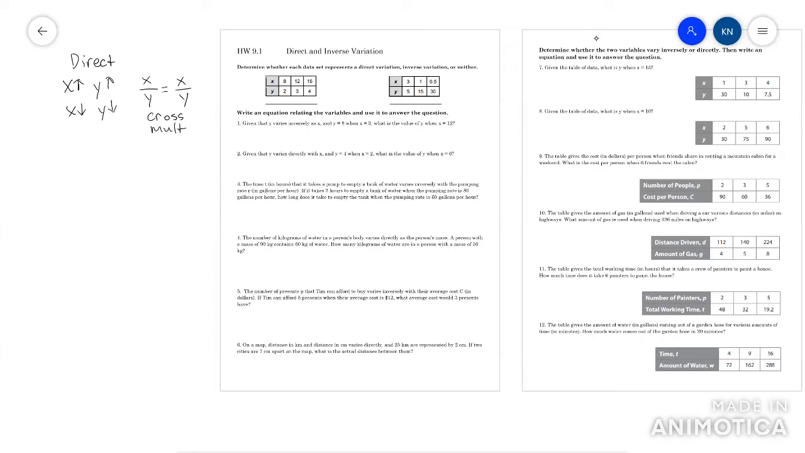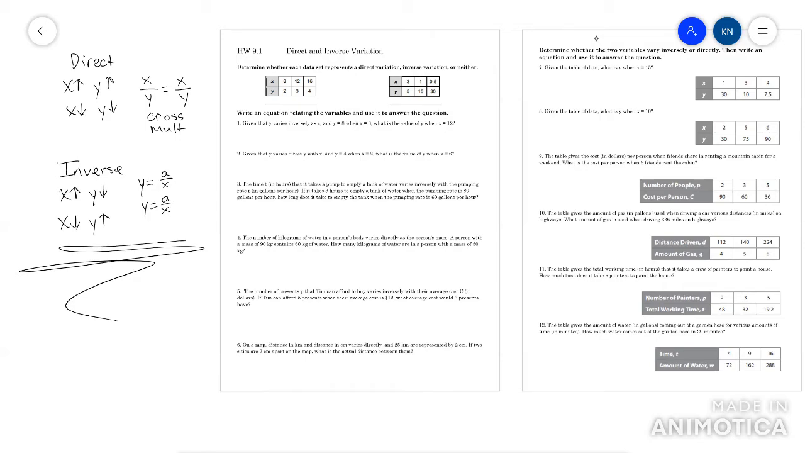to solve. But then there's also inverse variation. And that's if like x goes up, y goes down, or if x goes down, y goes up. They go opposite directions. And for this, you'll have to use the equation y equals a over x. And I like to write it twice. I'll show you why. So this is what you need to know before we start.